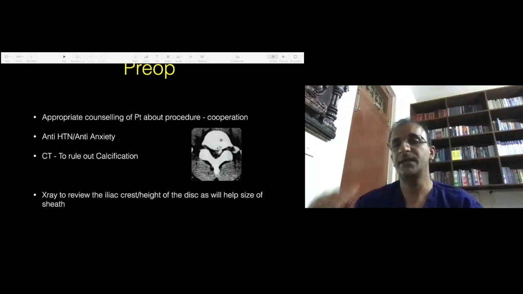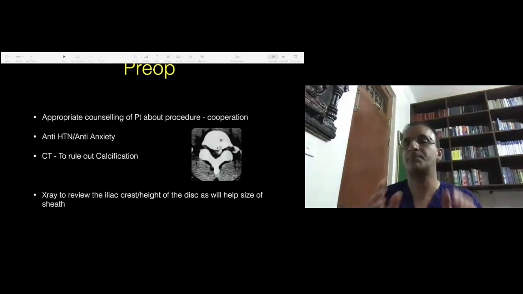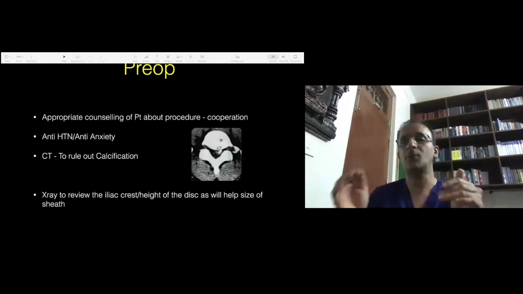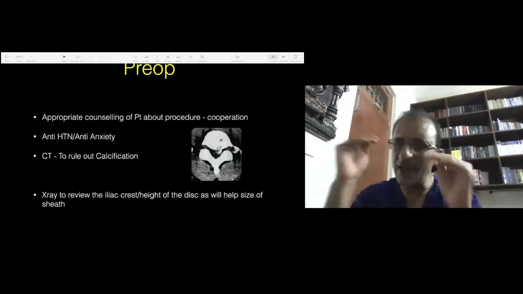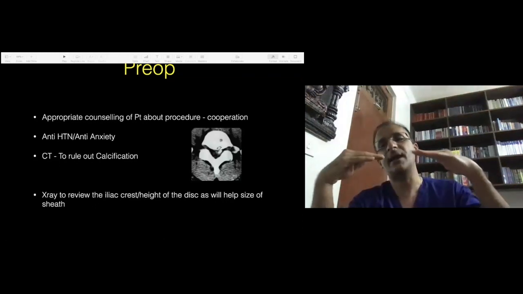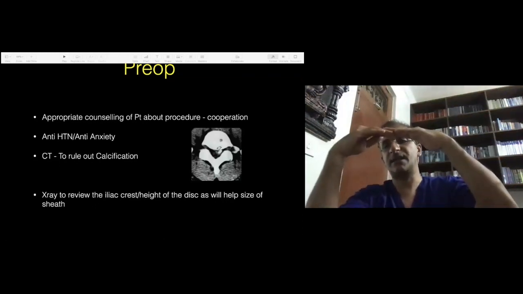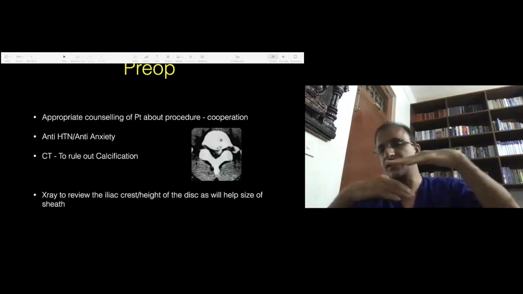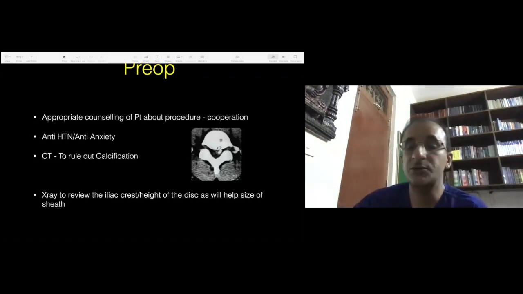So you need to see the iliac crest, but because now I've stopped doing L5S1 through transforaminal, I'm not bothered. In 95% of cases, L4-5 would be either above the iliac crest or at the level of the iliac crest, or even a little bit lower, and you can easily accommodate your trocar and your sheath, etc.